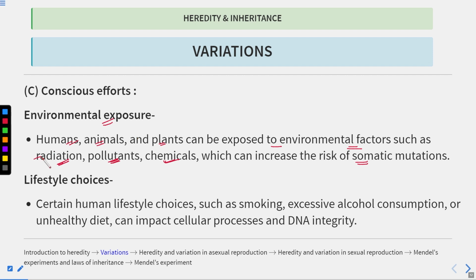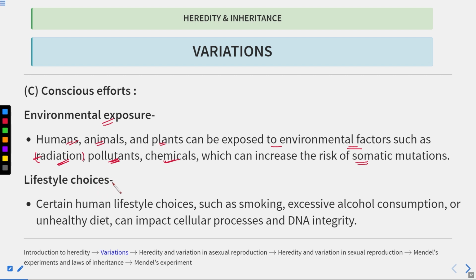One of the radiations can be UV radiations. Now humans are exposed to a lot of radiations also. Whenever they go for a medical test, then also they are exposed to radiations. X-rays also. X-rays are also a kind of radiation.